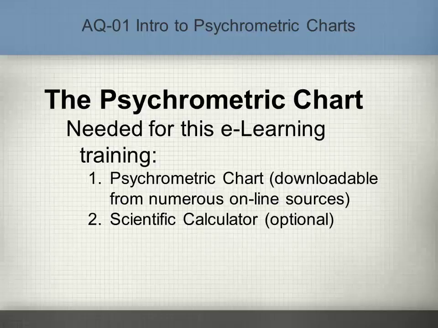For this learning session, I recommend printing out a copy of the psychometric chart. This chart is freely available as a download from numerous online sources. Also, if you want to have a scientific calculator handy, that would be good. For this learning session, the scientific calculator is an option and not necessary for this particular presentation.